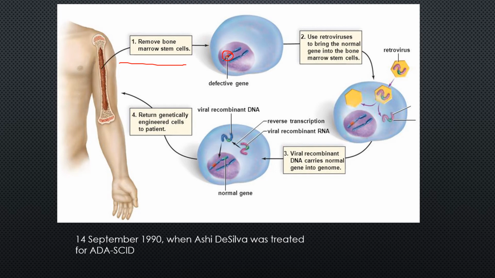Okay, so that's just a little background. You don't need to know the details on that. But they use this retrovirus to bring the normal gene into this stem cell. So it has viral recombinant DNA, and that carries normal genes into the genome, where it is replicated over and over again.